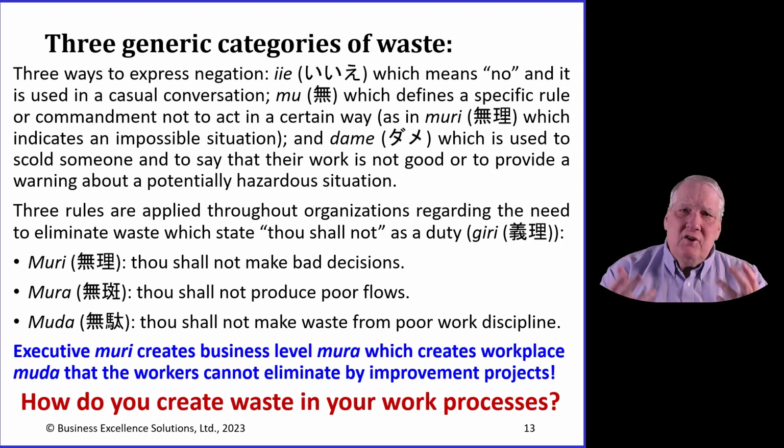Now, in Japanese, there is this way to express negation, or no. So the first is ai, which means no, but it's used in casual conversation. Do you want to go to the park? I.e. Do you want more broccoli? The second word is mu, and this defines a specific rule or a commandment, as in thou shalt not, like the 10 commandments Moses brought to the Jewish nation. And if we take a look at muri, it means that there is an impossible situation, that the reason does not fit this situation.